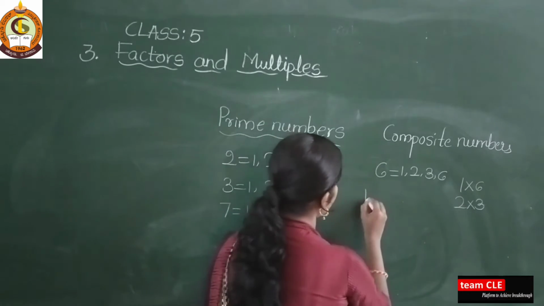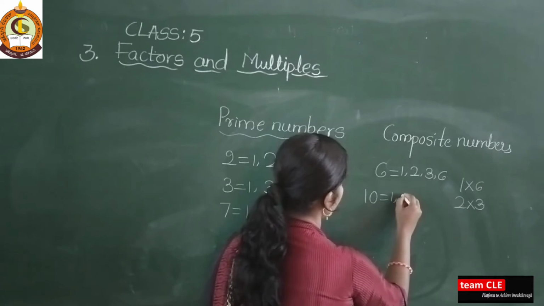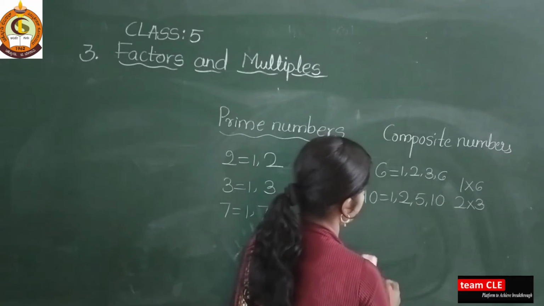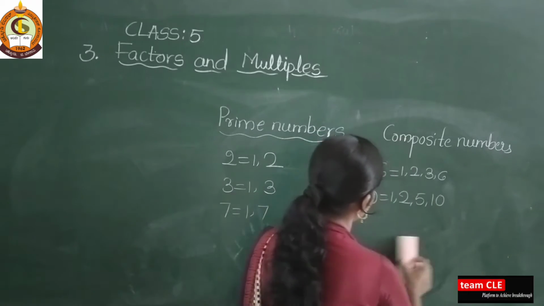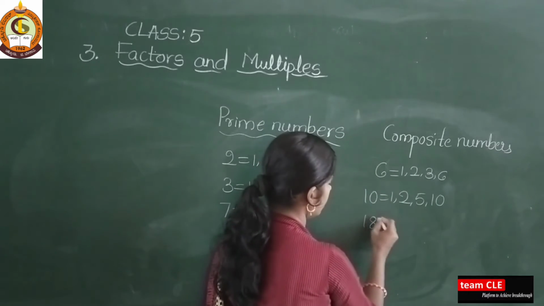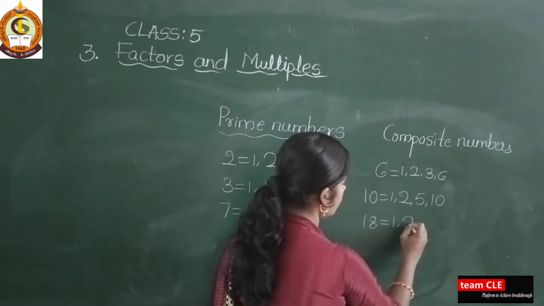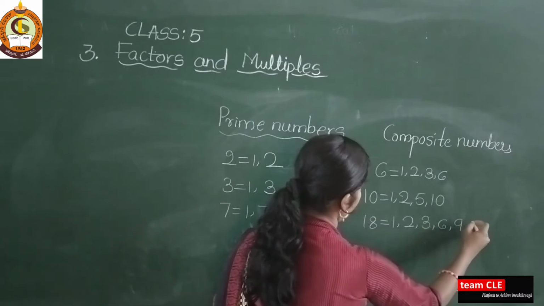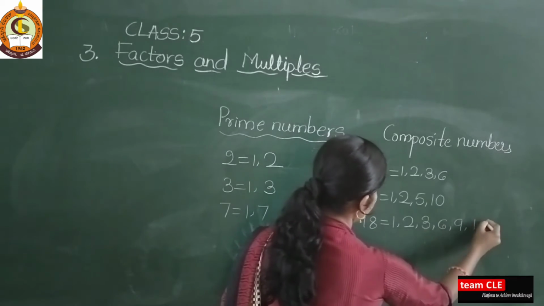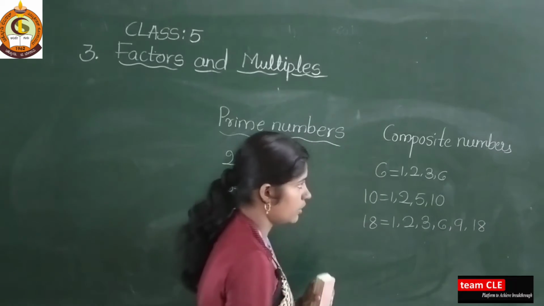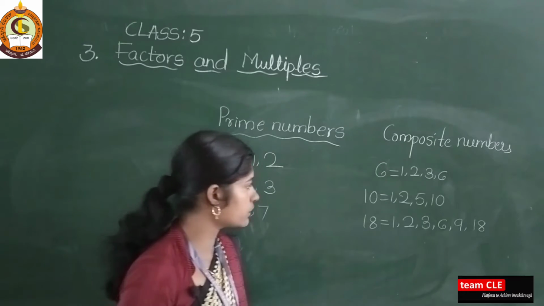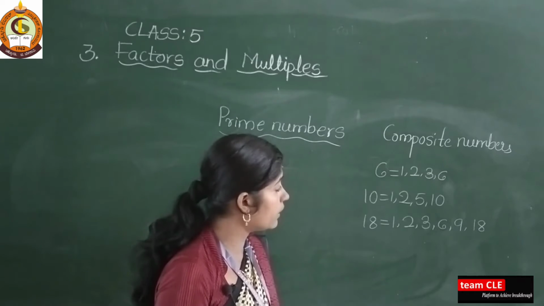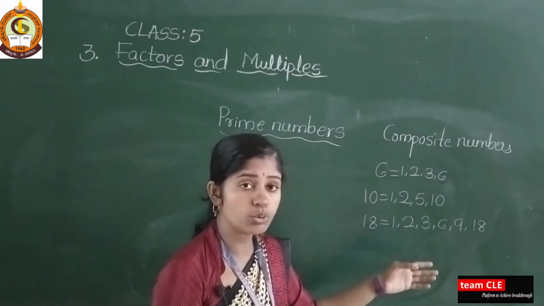Again take 10, it is there in the 1 times table, the 2 times table, the 5 times table, and the 10 times table. Again take 18, it is there in the 1 times table, 2 times table, 3 times table, 6 times table, 9 times table, and the 18 times table. After watching these examples, what do you come to know? A number which has more than 2 factors.